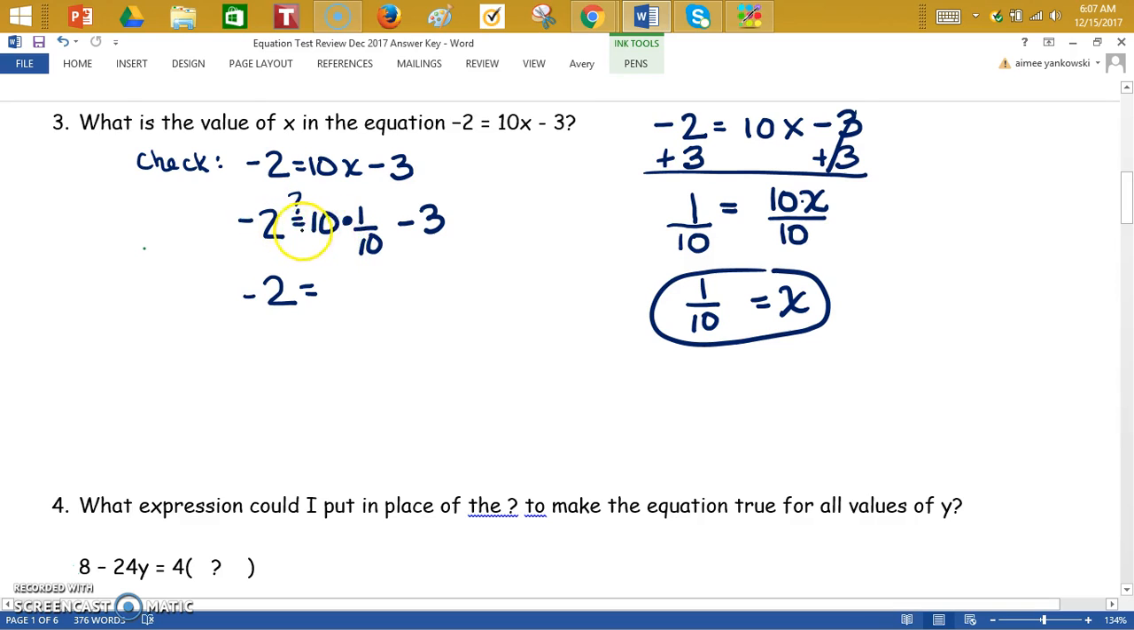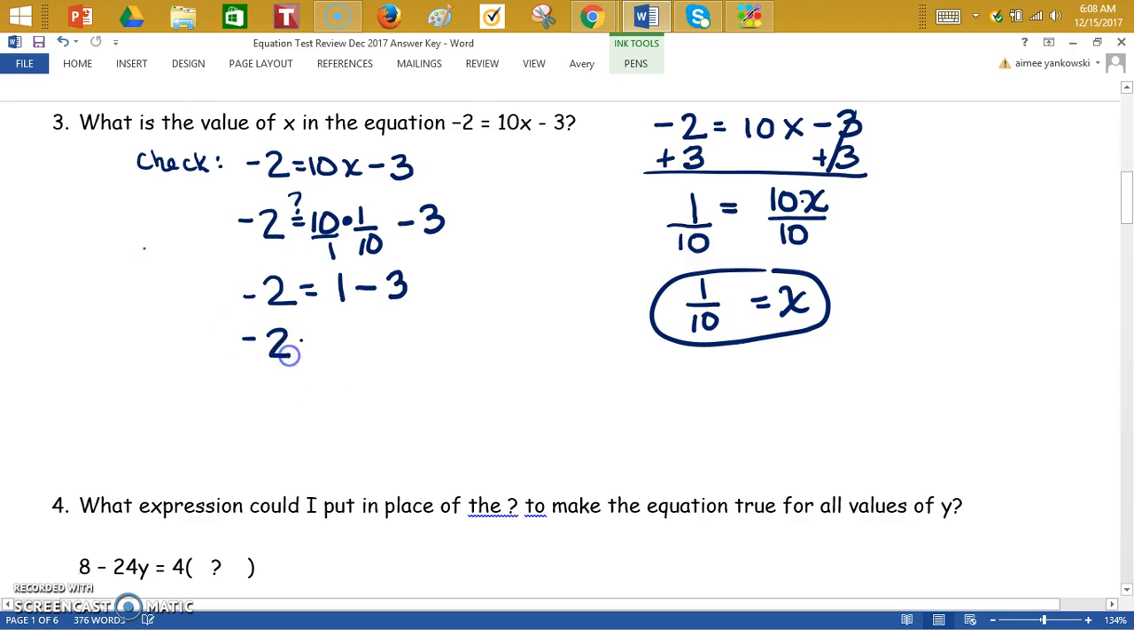Okay, so 10 times 1/10. Well, 10 is the same as 10 over 1. If I multiply straight across the top here, straight across the bottom, that's 10 over 10. What's 10 divided by 10? Oh, 10 over 10 is just 1. Then I have my -3.